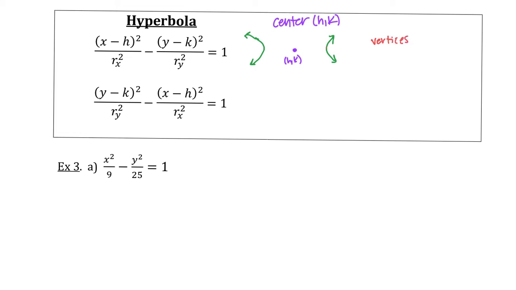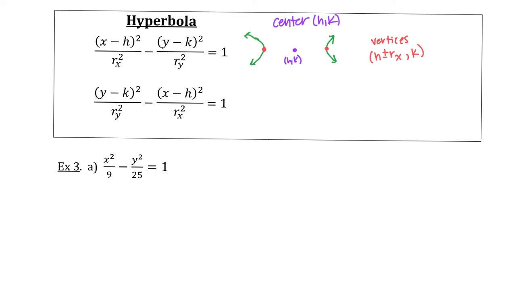Okay, the vertices are this point and this point. Okay, because this is opening in the x direction, from the center, it's going to the right, Rx, and it's going to the left, Rx. So to find the vertices, in this case, it would be h plus or minus Rx, comma k. And your book sometimes uses a and b, which I'll show you in another section.